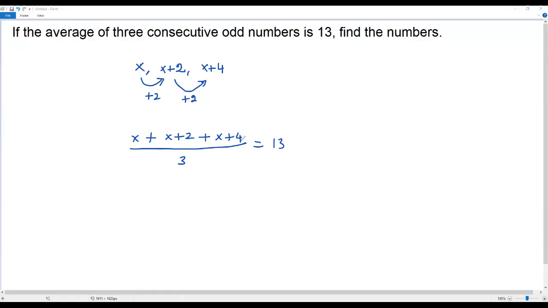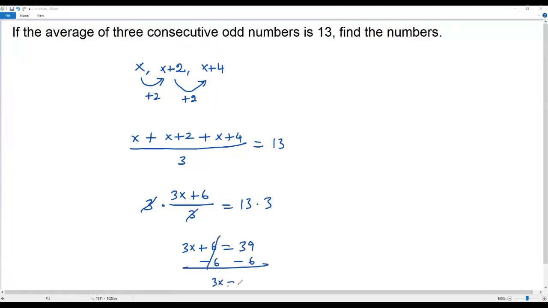Okay, to solve for x, first let's simplify the expression in the numerator. x + x, 2x, plus x will be 3x, and when I combine 2 and 4, it will be 6. So (3x + 6)/3 equals 13. Now I'm going to multiply both sides of this equation by 3 to get rid of the denominator on the left side. So 3 will cancel out. I get 3x + 6 equals 13 times 3, which is 39. Now I subtract 6 from both sides. When I do so, +6 and -6 cancel out. I get 3x equals 39 - 6, which is 33.